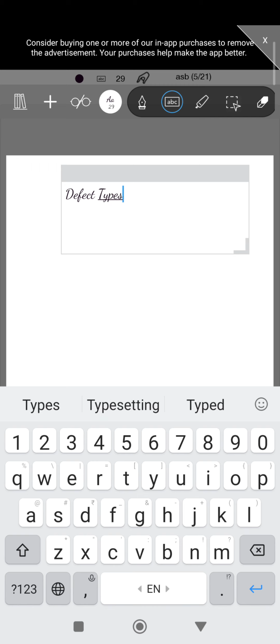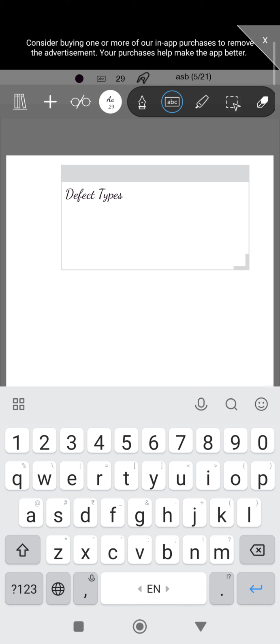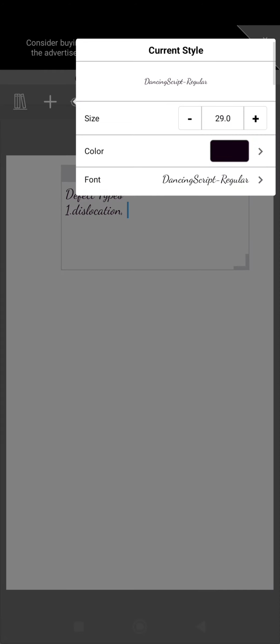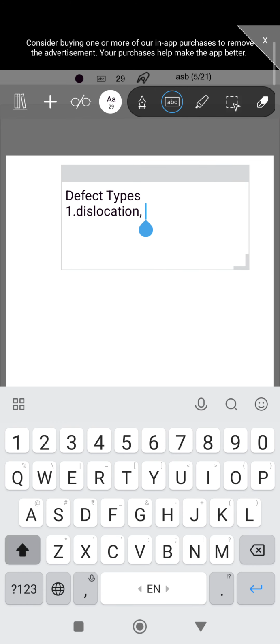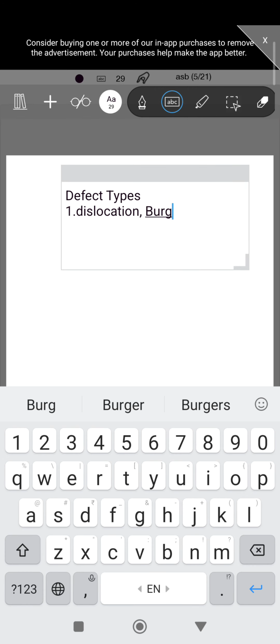One of the defect types I have already discussed in my previous class is called dislocation. That is the defect which is responsible for any plastic deformation taking place. Dislocation has a vector associated with it, called the Burgers vector, given by the symbol b.